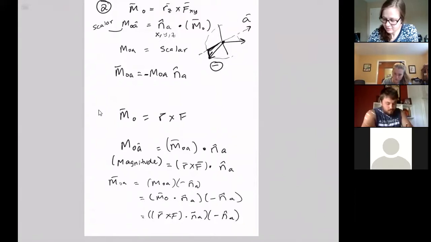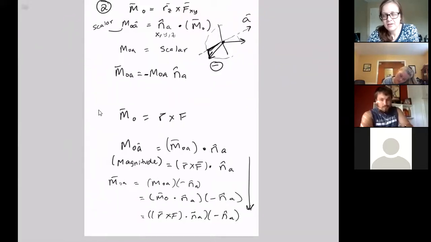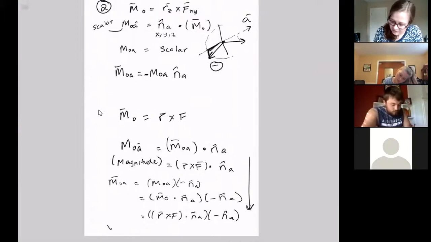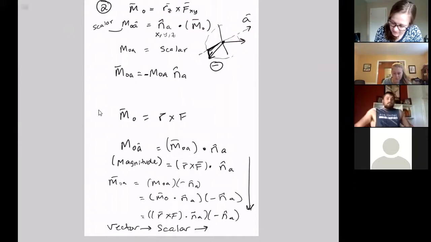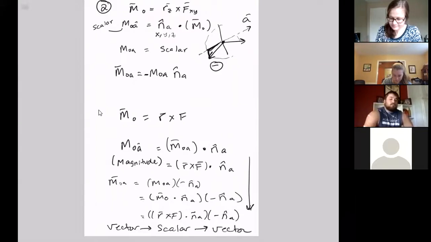So be sure that you know how to track this down in all the ways. Think about it in the little steps because that's where it makes sense, but also just don't forget generally where you're going. You're going from a vector to a scalar back to a vector.